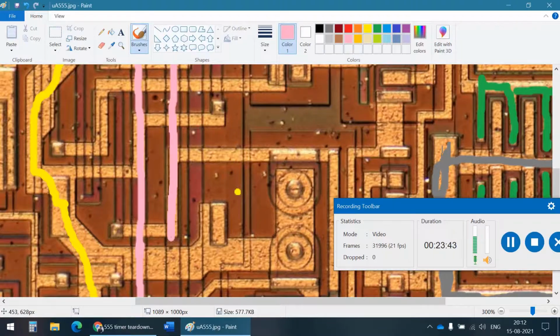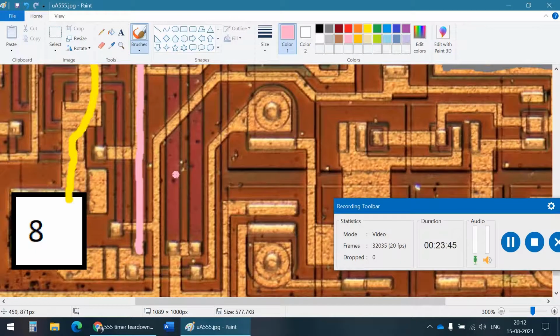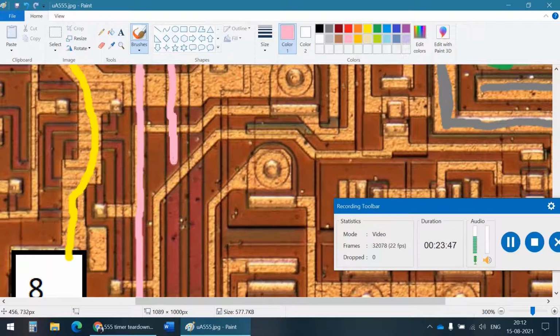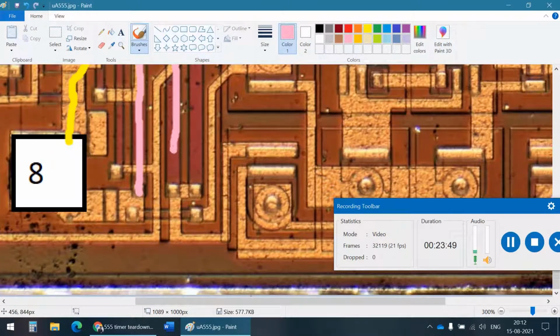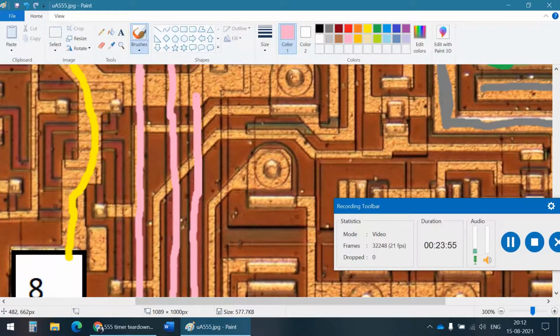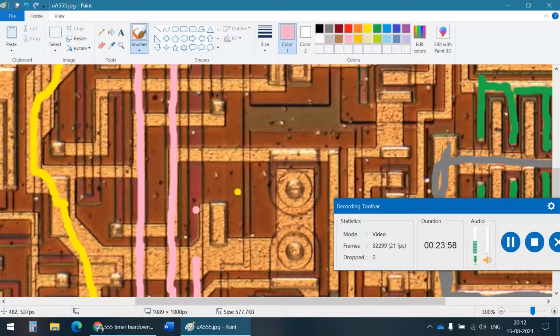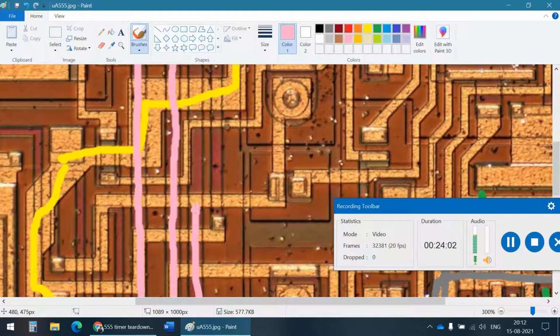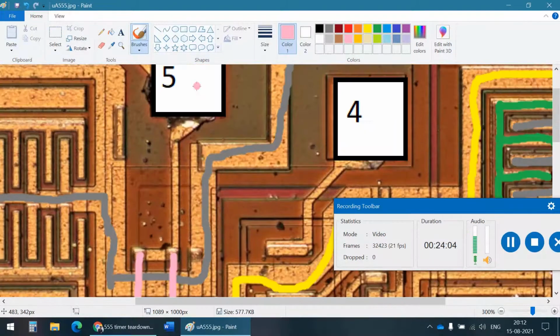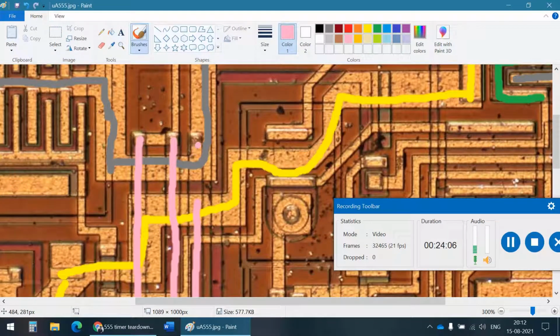This is the second one. Just bear with me here. Up to here, and that's the third one. So resistors, they are just straight lines. They don't have to be straight, but they're just lines in die images. Here you go. So this is 3.